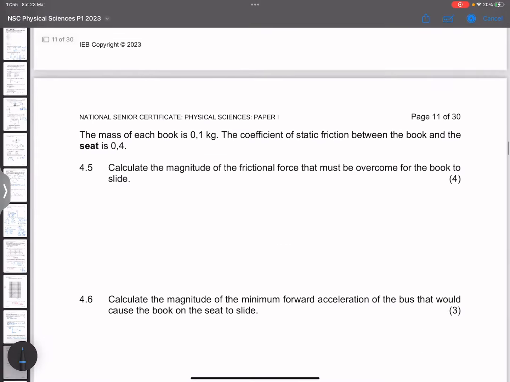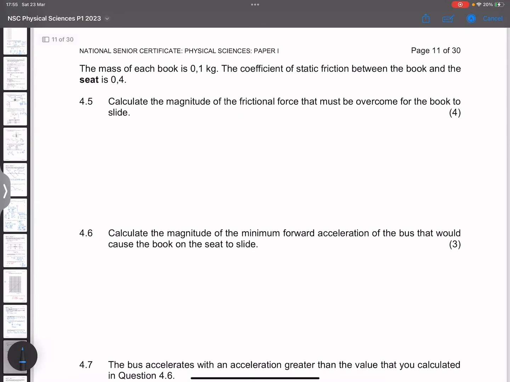Okay, right, now let's go on to the next question. They say to us, the mass of each book is 0.1 kilograms. The coefficient of static friction on the book is 0.4, that is on the seat. They say calculate the magnitude of the frictional force that must be overcome for the book to slide. Now remember, in this case we're talking about static friction, which is equal to the coefficient of friction multiplied by the normal force.